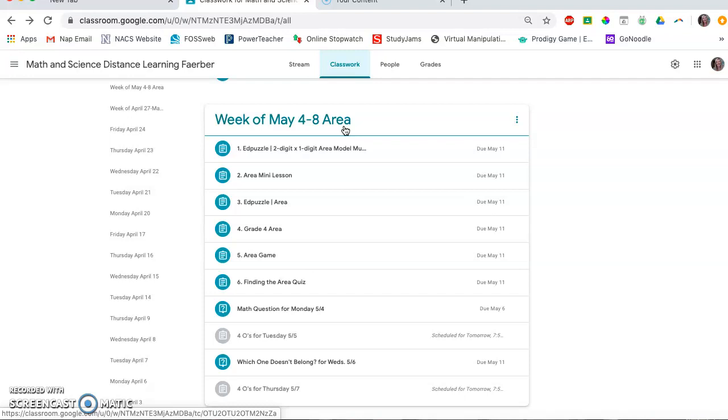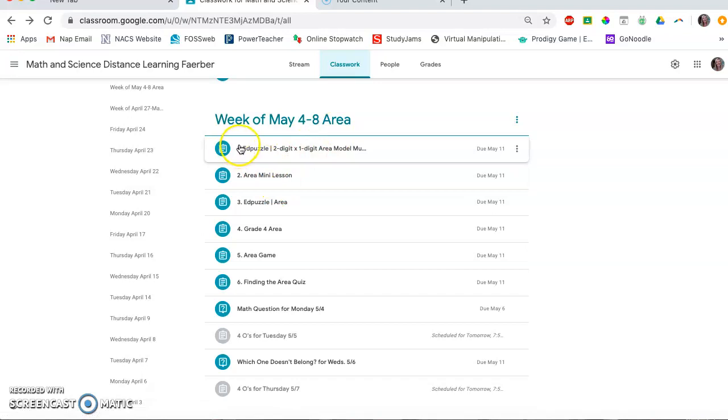Last week was perimeter. Perimeter is around the outside, like taking a walk around the shape. Area is now on the inside. So this would be like painting a wall or laying down carpet, those sort of things. So I'm going to walk you through your assignments.